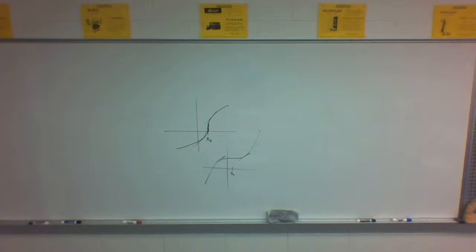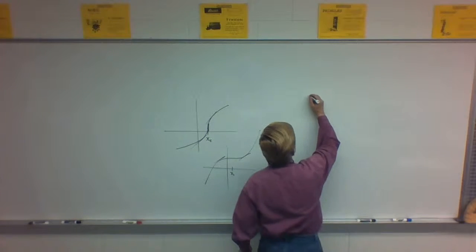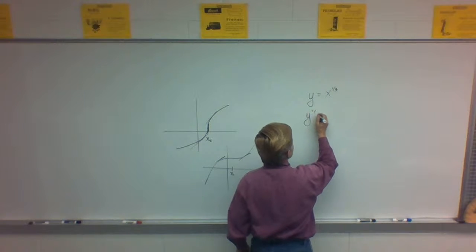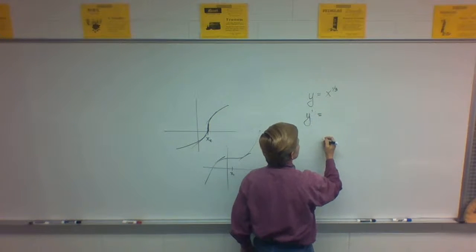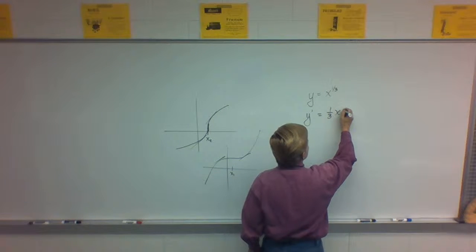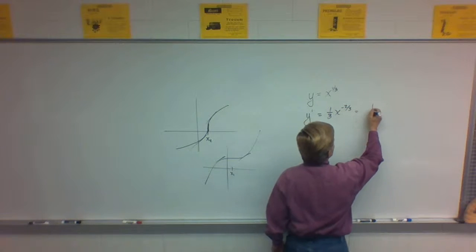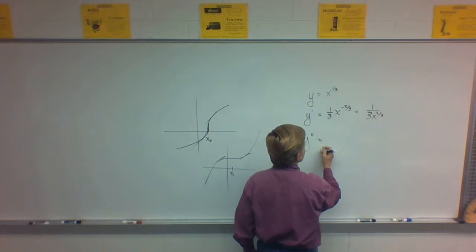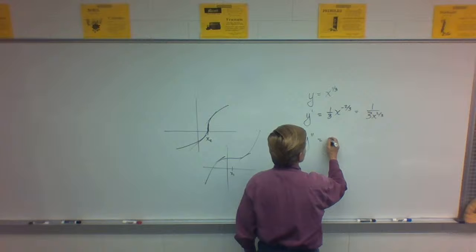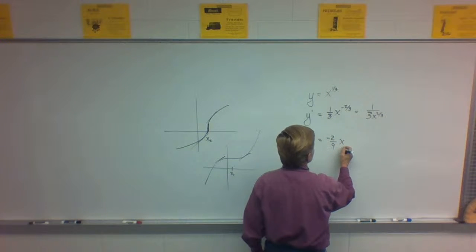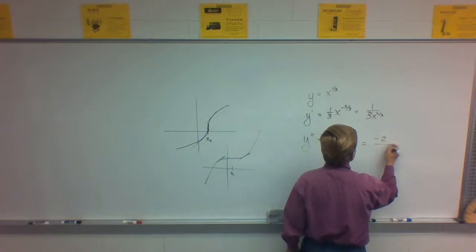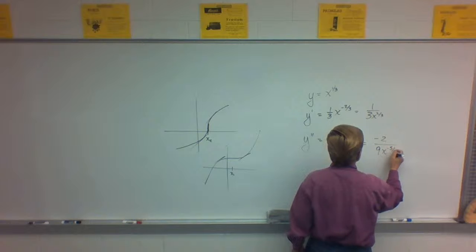The original function f of x is the cube root of x. So I'm going to write it like this. Y prime then will be what? Which is 1 over 3 x to the 2/3, right? What's the second derivative? Negative 2/9. Good. Minus x to the negative 5/3. Which is the same thing as negative 2 over 9x to the negative 5/3.